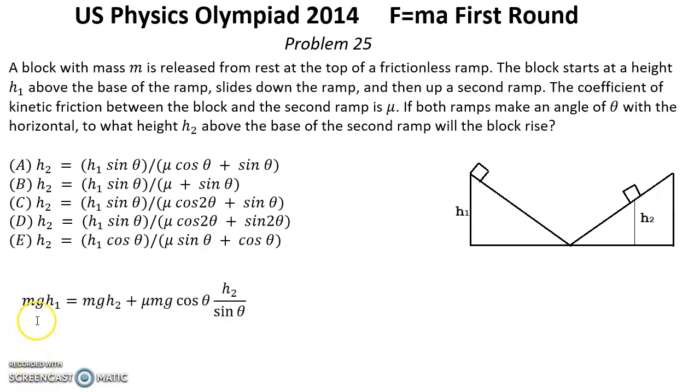We have mgh1, which is initial potential energy, equal to mgh2, which is final potential energy, plus mu mg cosine theta, where mg cosine theta is normal force, and multiplied by mu, that's the force of friction, and multiplied by h2 over sine theta, which is distance. And from this formula we can find what is h2. That will be this expression, which is answer A, the correct one.